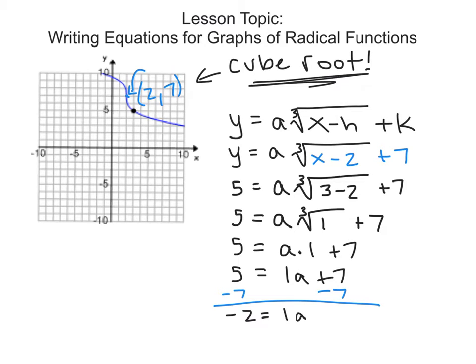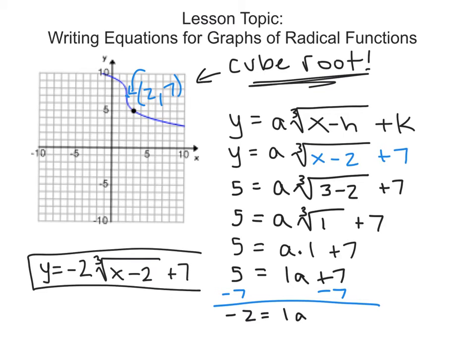All right, so now that we've found a, we have to write our final answer. Our final answer is the equation for this curve right here, which will be y equals the a value, which we found to be negative 2, times the cube root of x minus 2, plus 7. And as always, since we have the technology, you can type this equation into your graphing calculator and graph it to make sure that you arrive at the same graph that you should have.